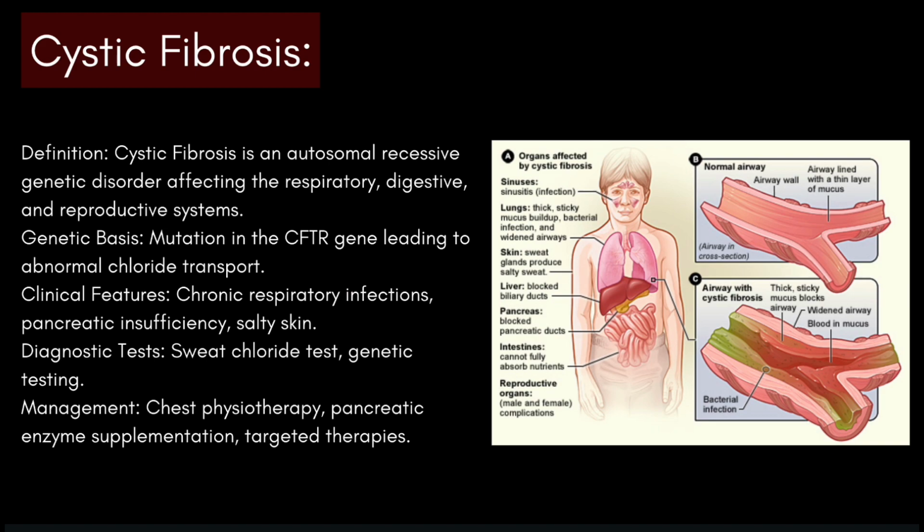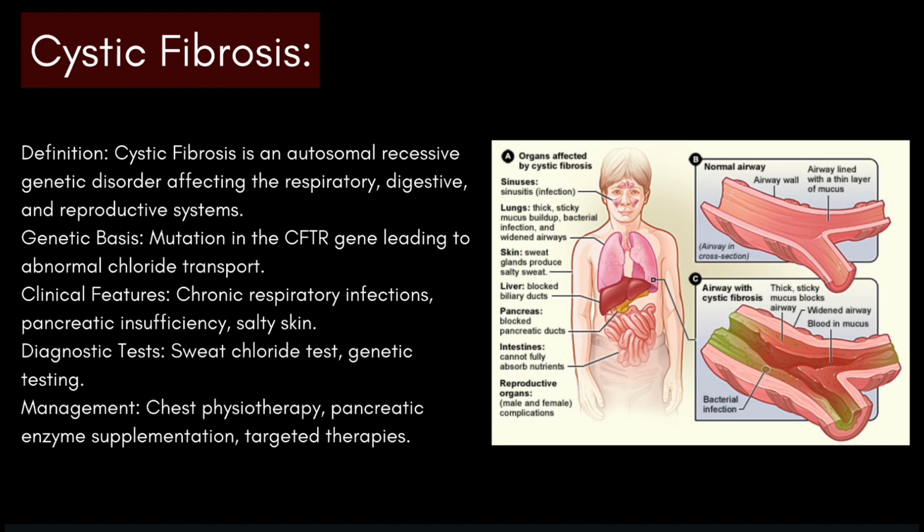Today I'd like to mainly talk about genetic disorders, and I'd like to start with cystic fibrosis. Cystic fibrosis is an autosomal recessive genetic disorder affecting the respiratory, digestive, and reproductive systems. The main genetic basis for cystic fibrosis is a mutation in the CFTR gene, which leads to abnormal chloride transport.